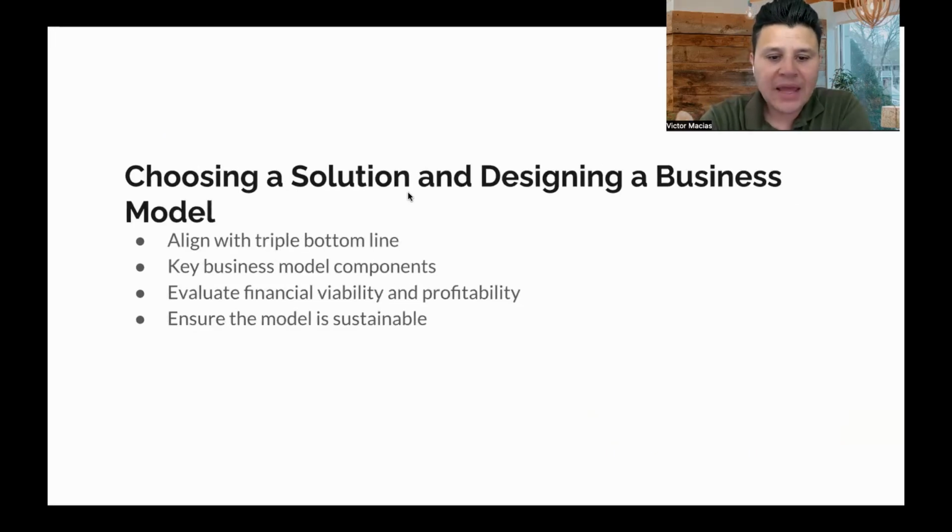Then we choose a solution and we design a business model. So simply said, a business model is how you make money. Okay. So your business model needs to align with the triple bottom line. And we're going to touch on it again. We need to evaluate the financial viability and the profitability, and we need to ensure that the model is sustainable. So the great thing about this process, again, is we are thinking through this. A lot of entrepreneurs start a business and figure a lot of this out as they go. By thinking ahead, it allows you to focus and really prioritize the things that matter with your business idea.